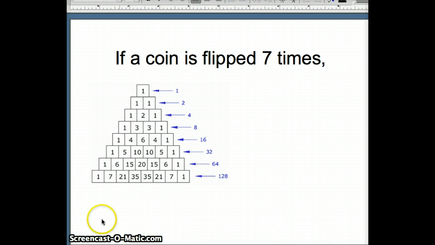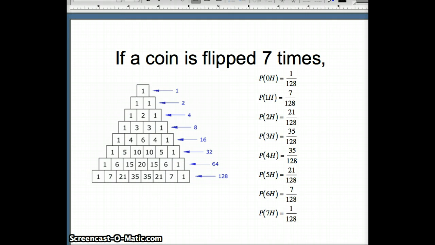And of course, you could also do this with 7. If we're flipping a coin 7 times, we are now looking at the row that has 7 in it. This will correspond to 0 heads, 1 head, 2 heads, 3 heads, 4 heads, 5 heads, 6 heads, 7 heads. So if we look at our probabilities, what do we get? There are all the probabilities, with 128 being the total of the numbers in that row. 128 is the denominator, and the numerator is 1, 7, 21, 35, 35, 21, 7, and 1, taken directly from Pascal's triangle.